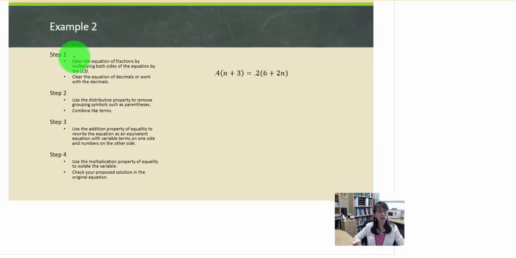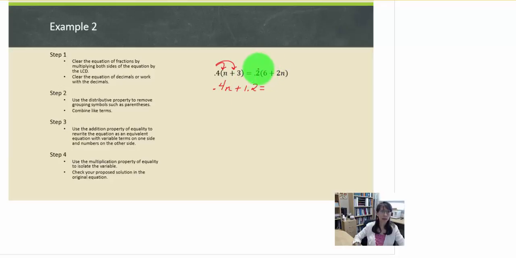In example 2, you can see that we do have a decimal. We have parentheses as grouping symbols. So our first step is to eliminate the parentheses by distributing. 0.4 times n would leave us 0.4n. 0.4 times 3 would be positive 1.2.